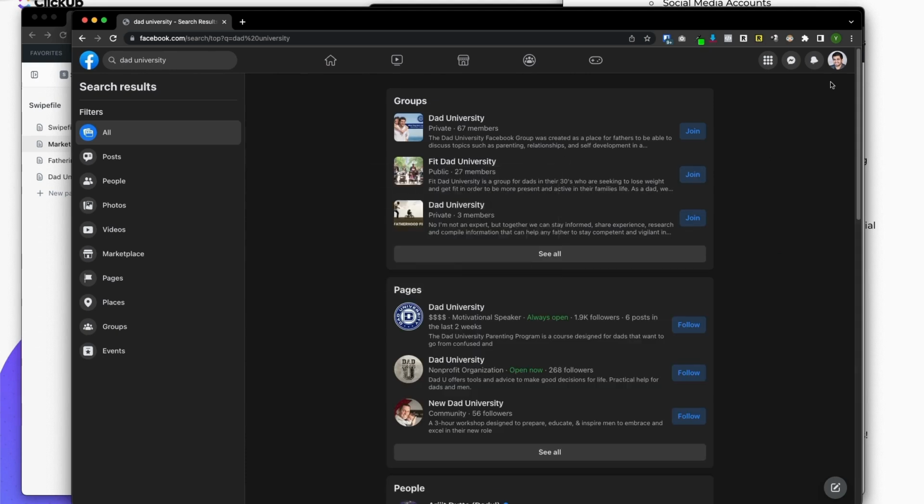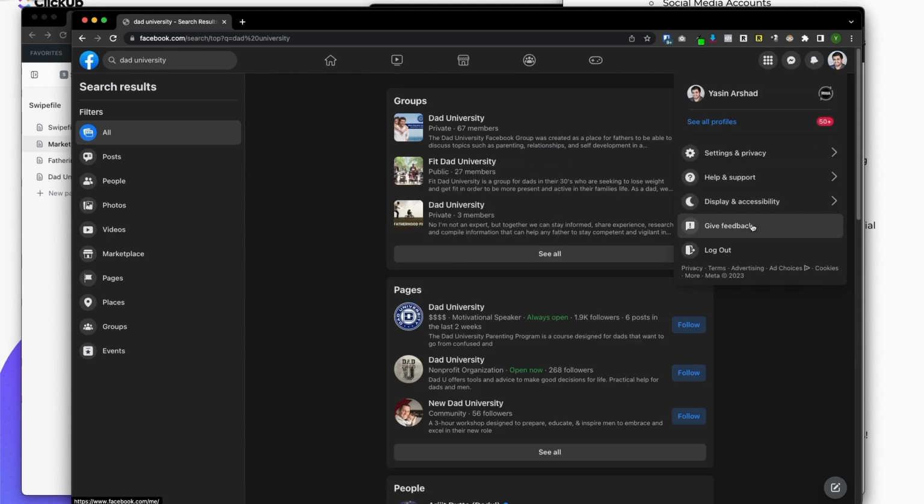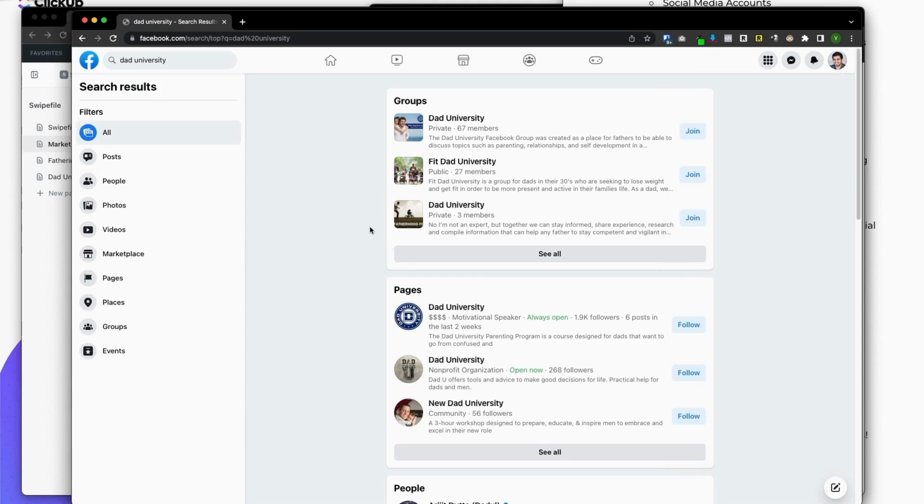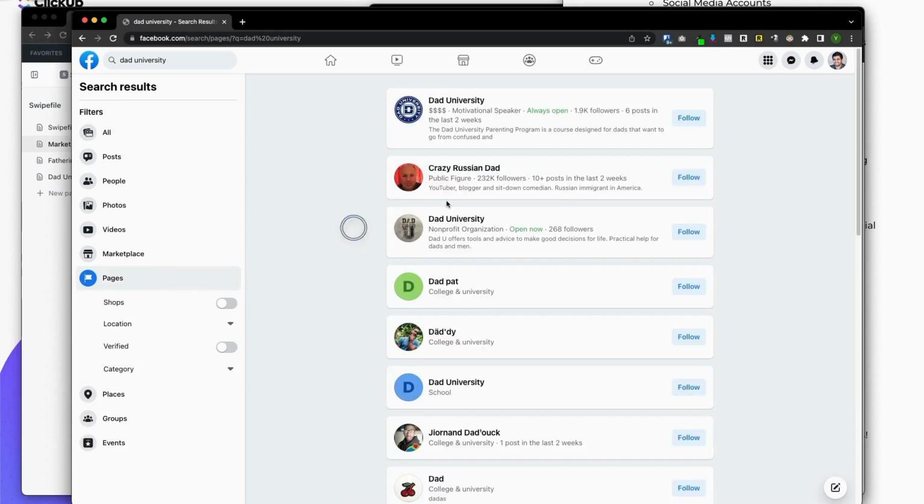So what I'm going to do is switch this over to light mode so we can actually see a little bit better. There we go. So what we're looking for here is we're going to go over here to pages, okay? And once we go into pages, we're going to click on Dad University, because on Facebook, you only run ads from pages.